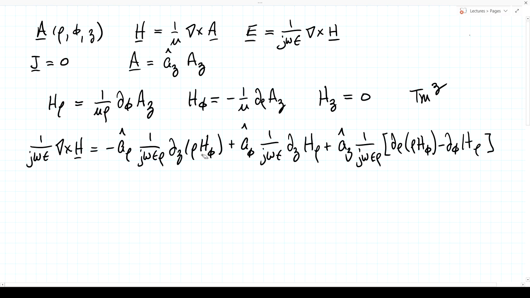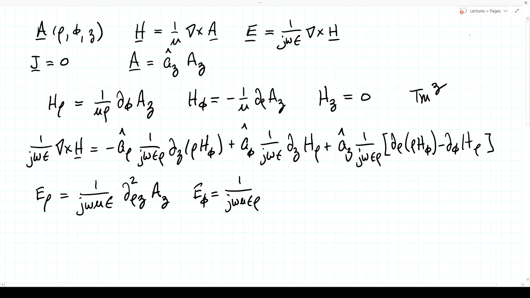And putting in what the H rho and H phi are from up here, we end up with these components for the electric field. E rho is 1 over j omega mu epsilon, the second derivative with respect to rho and z of AZ. E phi is 1 over j omega mu epsilon rho times the second derivative with respect to phi and z of AZ.